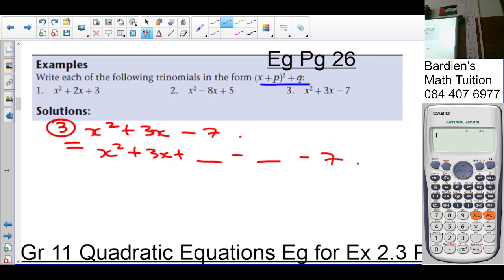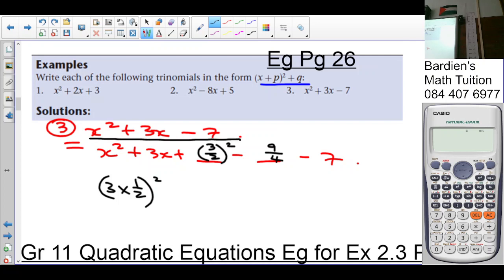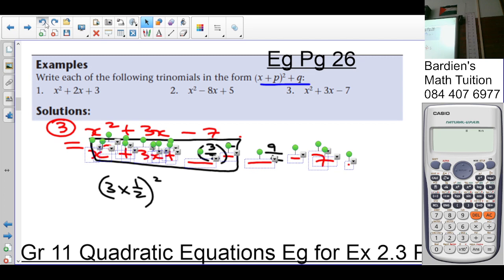Okay. So what is the number in this case? It will be b times a half, squared. And what's your b value? 3. What's 3 times a half? 3 over 2. Not 3 and a half. So that's going to give you 3 over 2 squared. And what's 3 over 2 squared? 9 over 4. Okay. What is this to us? Perfect square trinomial.